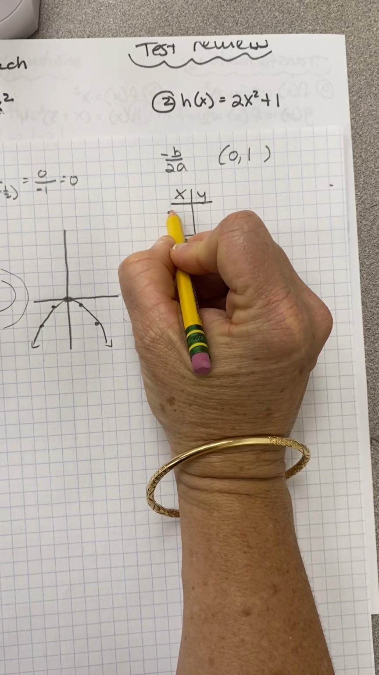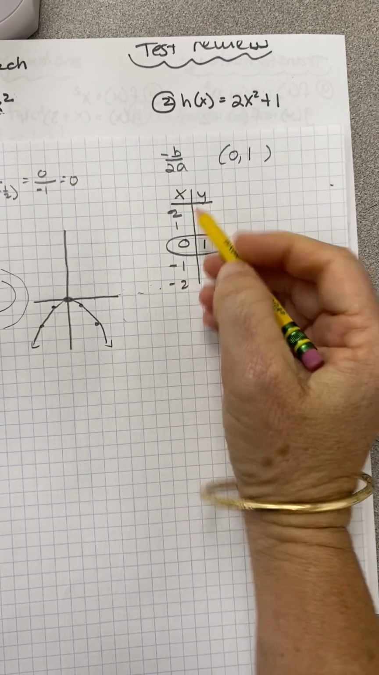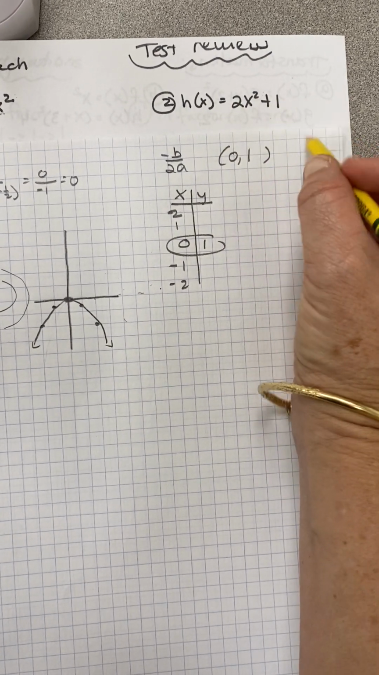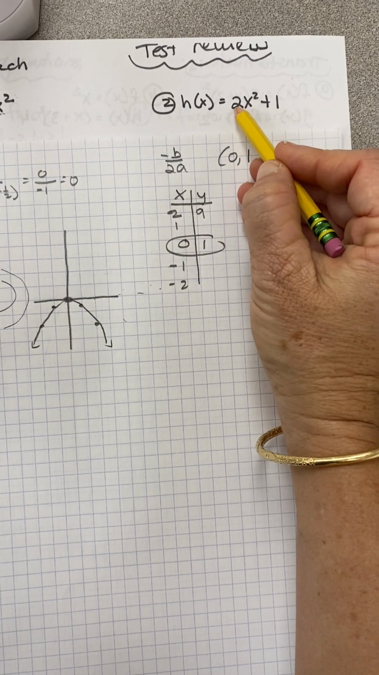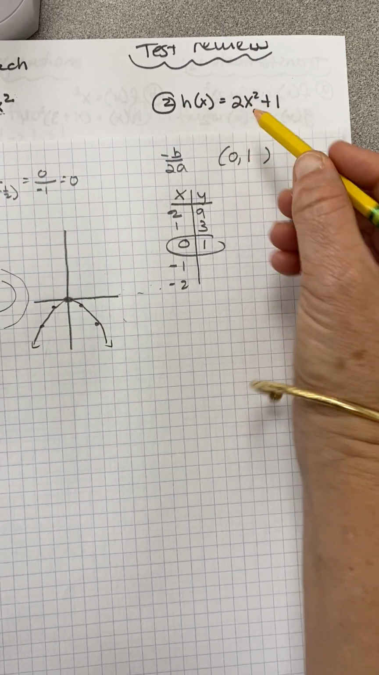Then I'm going to do 2. 2 squared is 4. 4 times 2 is 8. 8 plus 1 is 9. 1 squared is 1. Times 2 is 2. Plus 1 is 3. Negative 1 squared, 1 times 2.